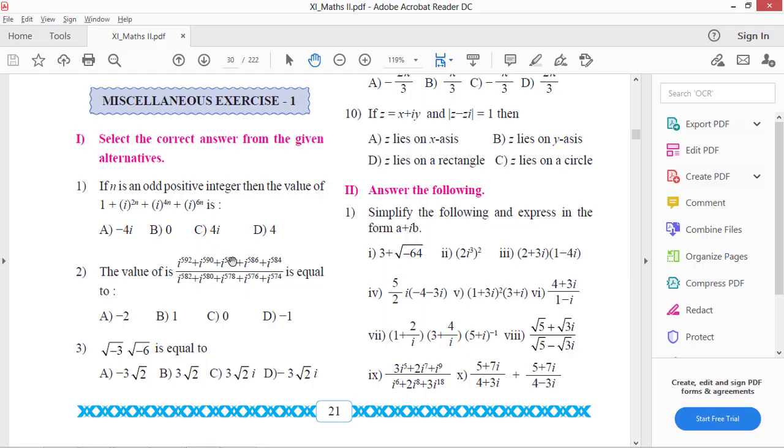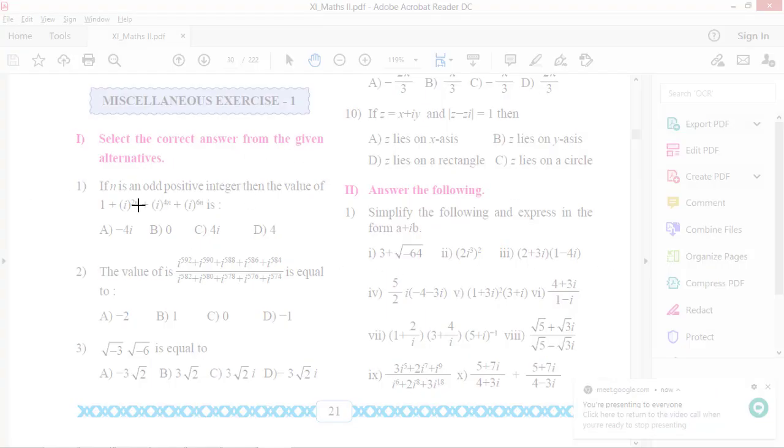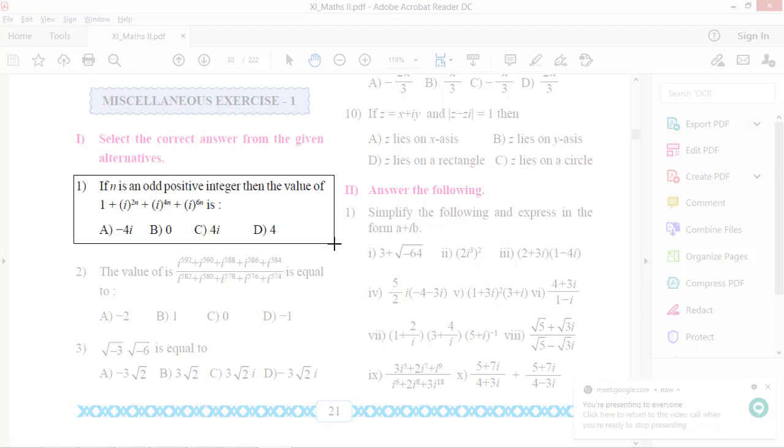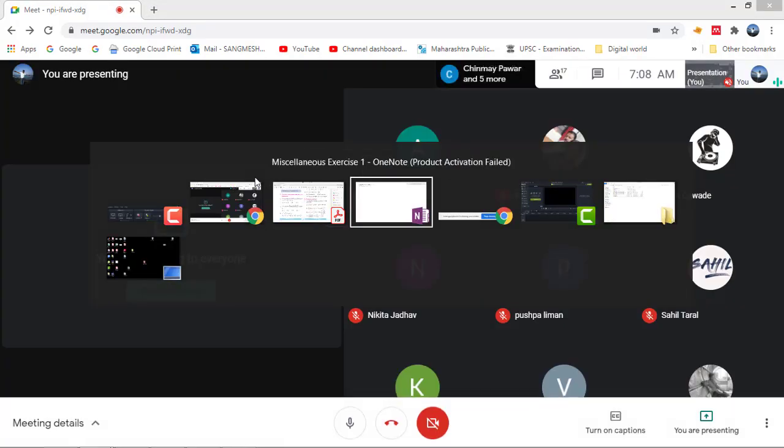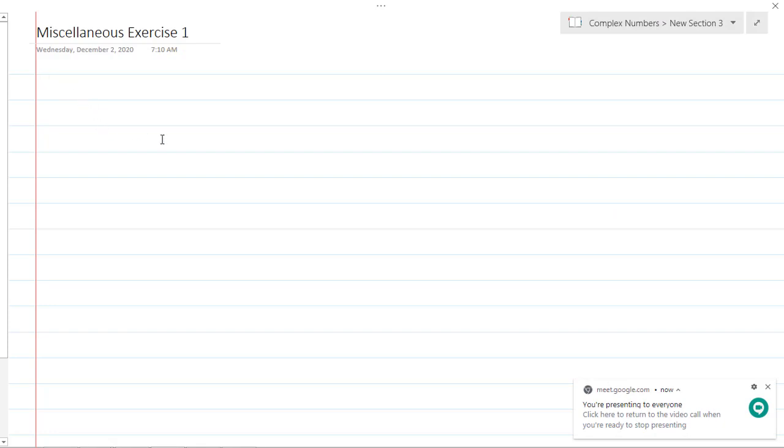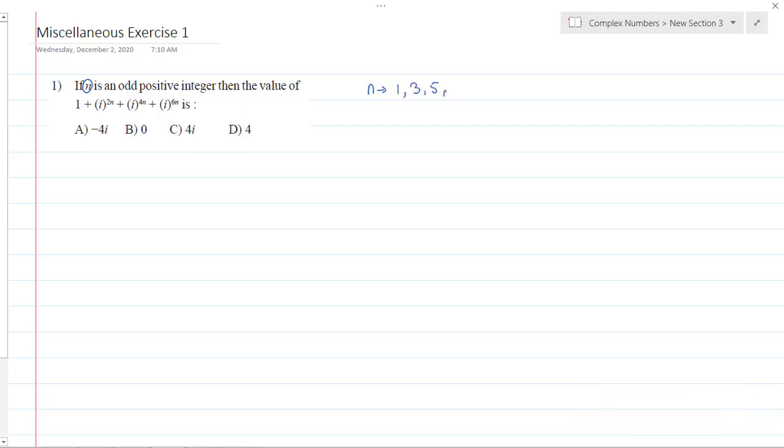The first question is, select the correct answer from the given alternatives. If n is an odd positive integer, then the value of 1 plus i raised to 2n, i raised to 4n and i raised to 6n is. What is n? n is an odd integer. Odd integer means what values it can take. So n can be 1, 3, 5, 7 and so on and so forth.